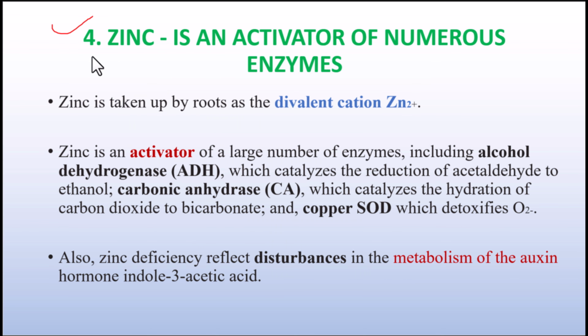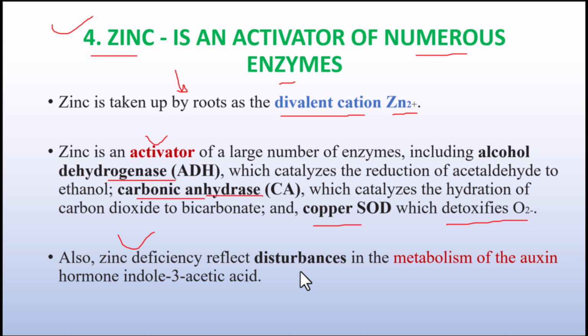Next micronutrient is zinc. So zinc is an activator of numerous enzymes and is absorbed by the plant as the divalent cation Zn2+. It is an activator of a large number of enzymes including alcohol dehydrogenase and carbonic anhydrase, and helps the copper SOD to detoxify the free oxygen radicals.